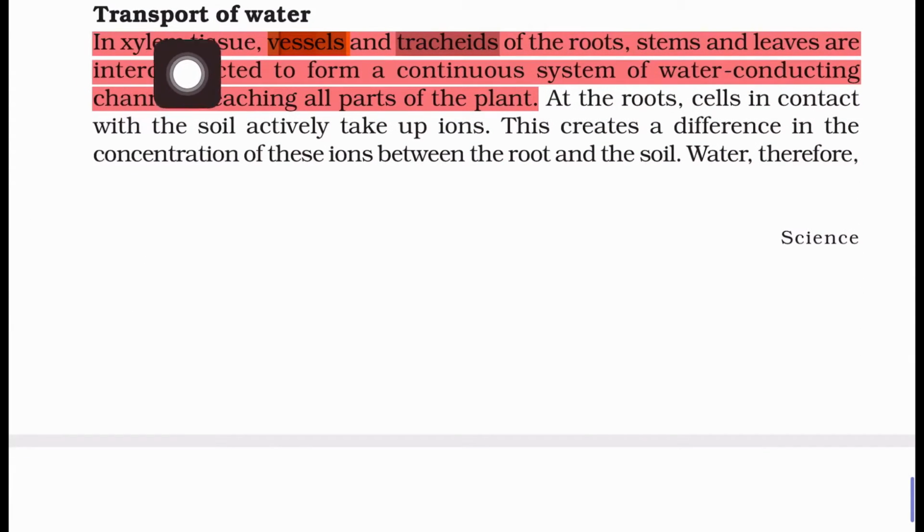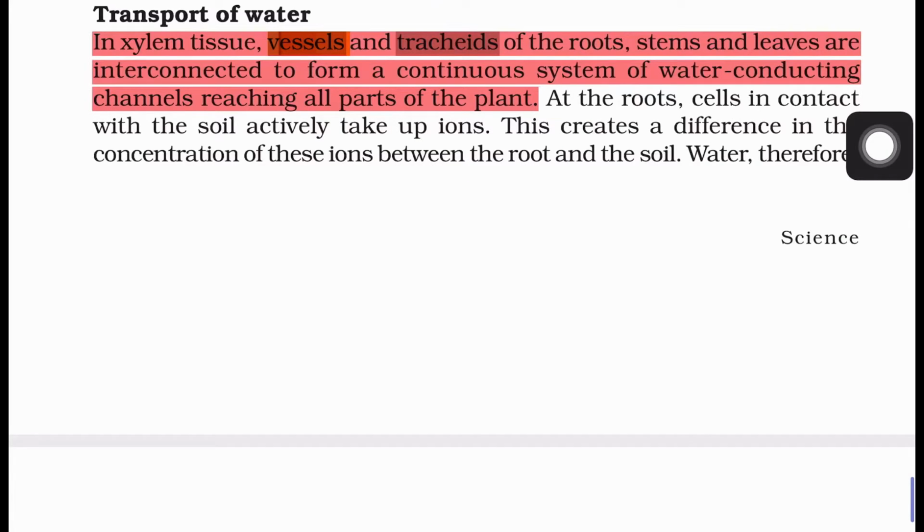Next, transport of water. This is one of the raw materials for plants, and we know that this water is obtained by plants from soil through roots. In xylem tissue, vessels and tracheids of the roots, stems and leaves are interconnected to form a continuous system of water conducting channels reaching all parts of the plant.